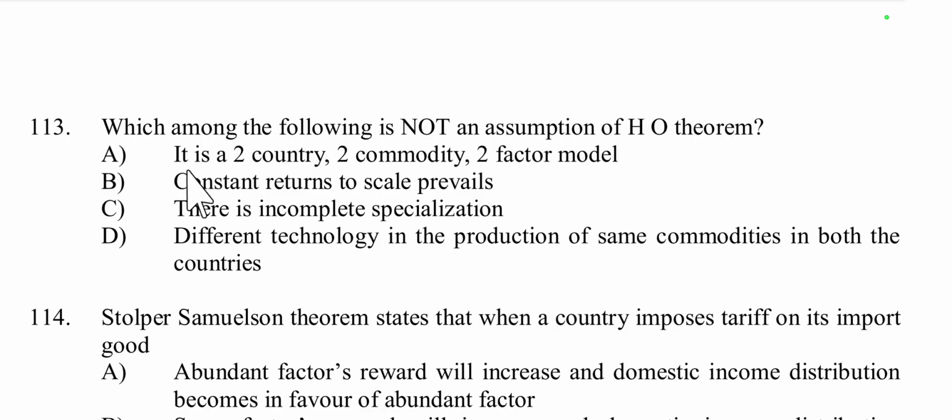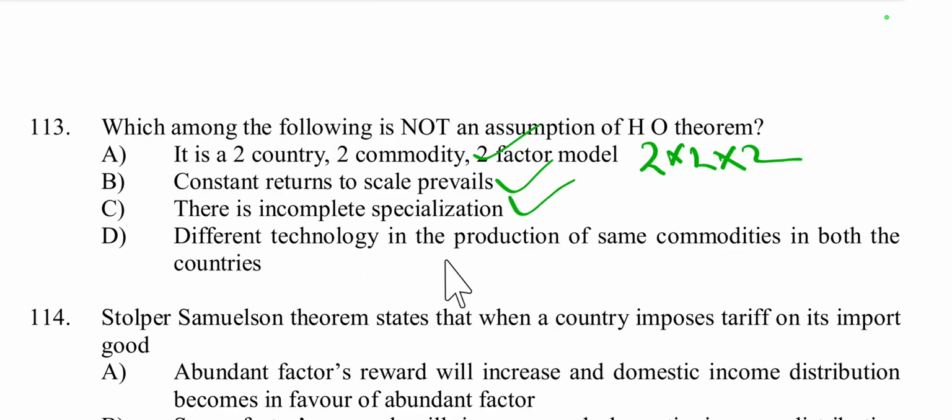Not an assumption. First one is, it is a two country, two commodity, two factor model. Yes, Heckscher-Ohlin theory is a 2 by 2 by 2 model, meaning two countries, two commodities, two factors. Then constant return to scale prevail. Yes, this is also true. Then there is incomplete specialization. Yes, this is also true.